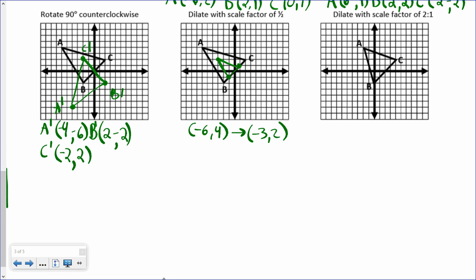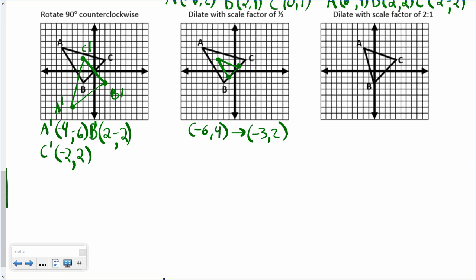Alright, now this one. This is presented a little bit differently. Take a look. This says dilate with a scale factor of 2 to 1. That's not a fraction, right? It's represented as a ratio. So that just means that they want one of the shapes to be 2 times as big as the other one, right? They want the resulting figure, the image, to be 2 times as big as the pre-image. The first number always represents the image, the second one always represents the pre-image.